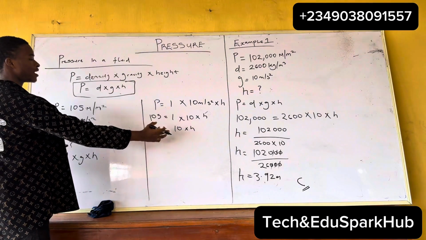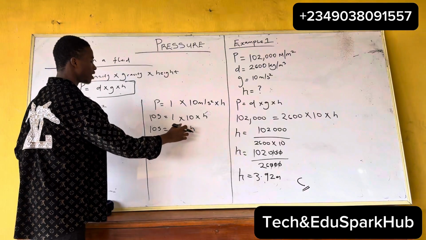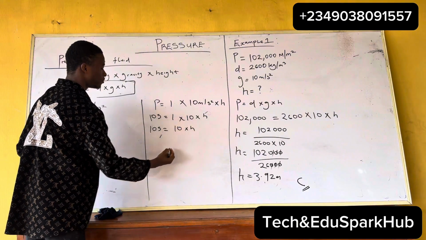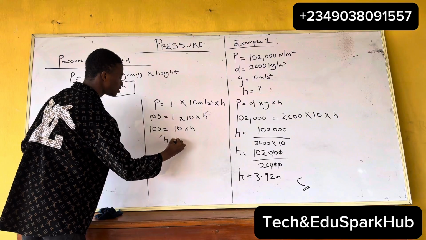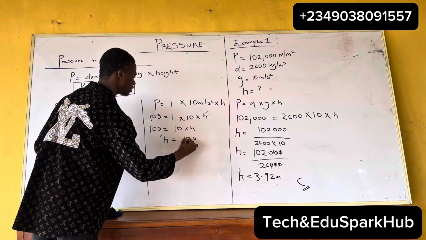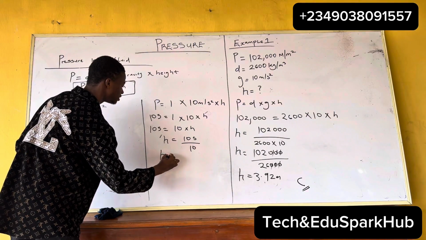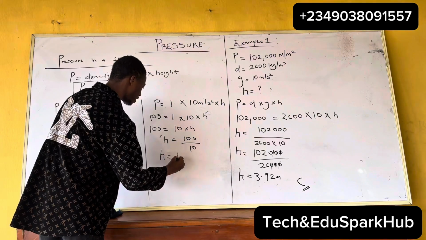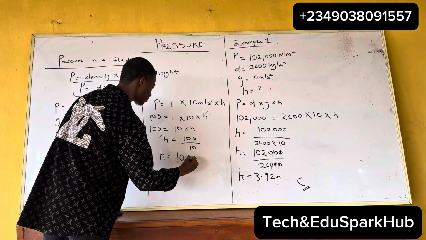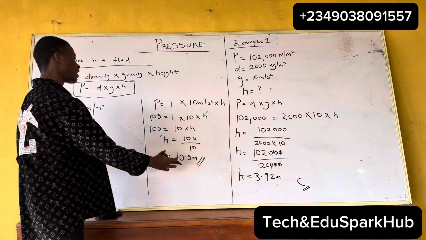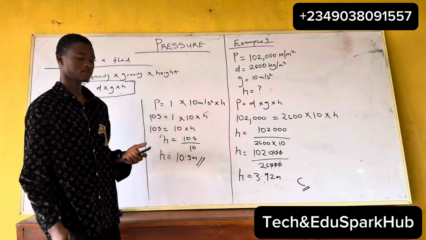To get our height, we can make the height the subject of the formula. So H is equal to 10^5 divided by 10. And in this case, our H, which is the height, will be equal to 10^4 meter. And that is our final answer to questions like this.